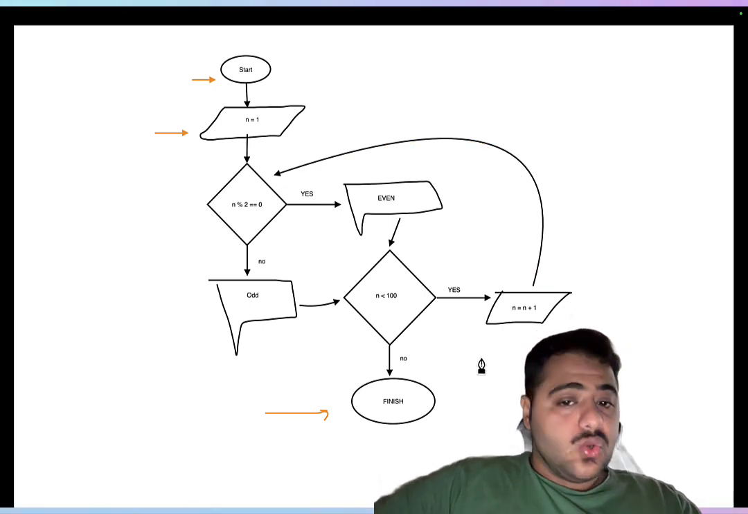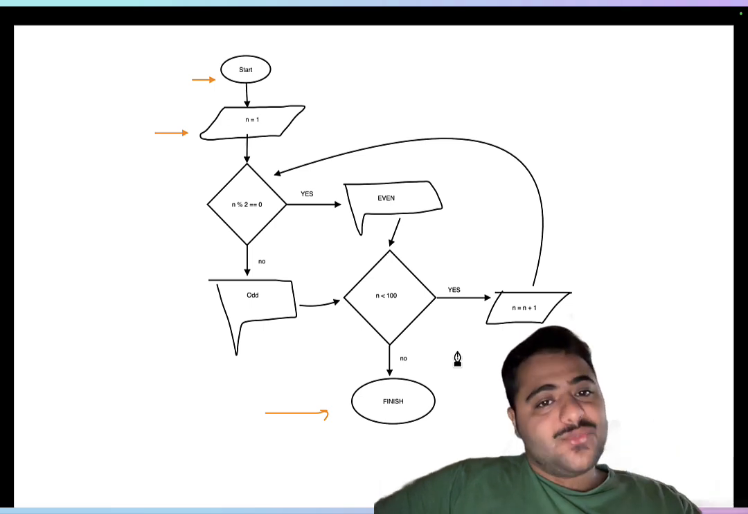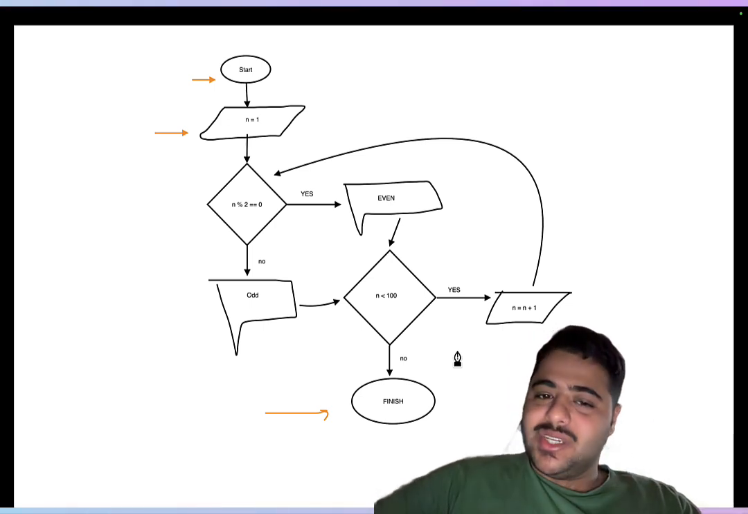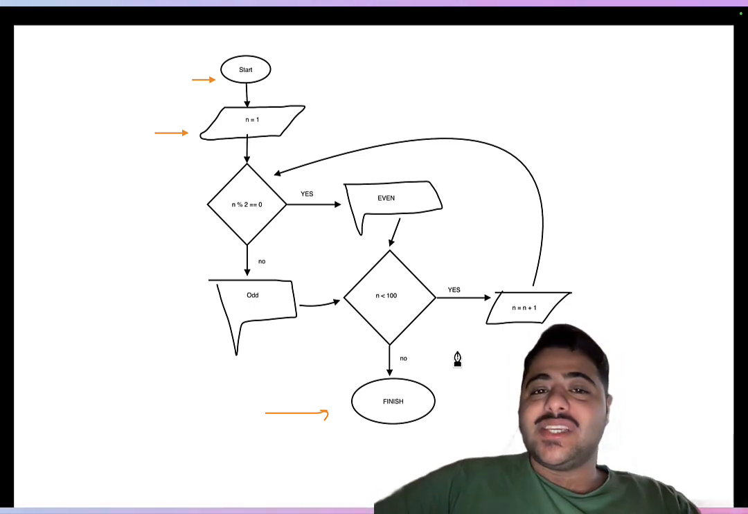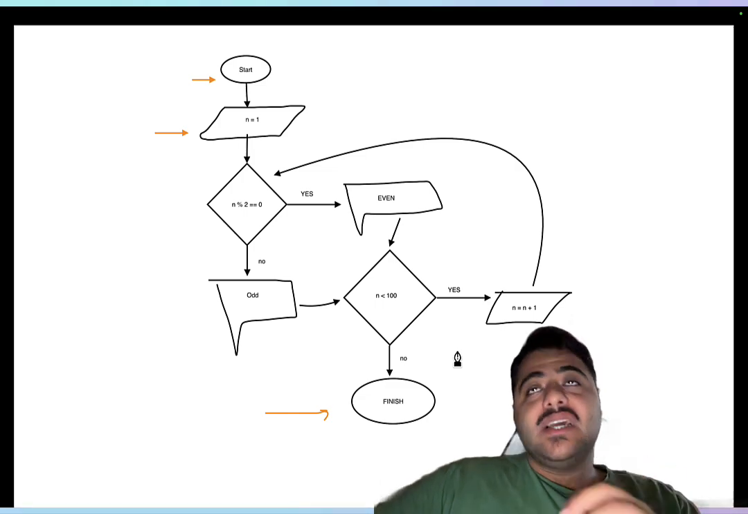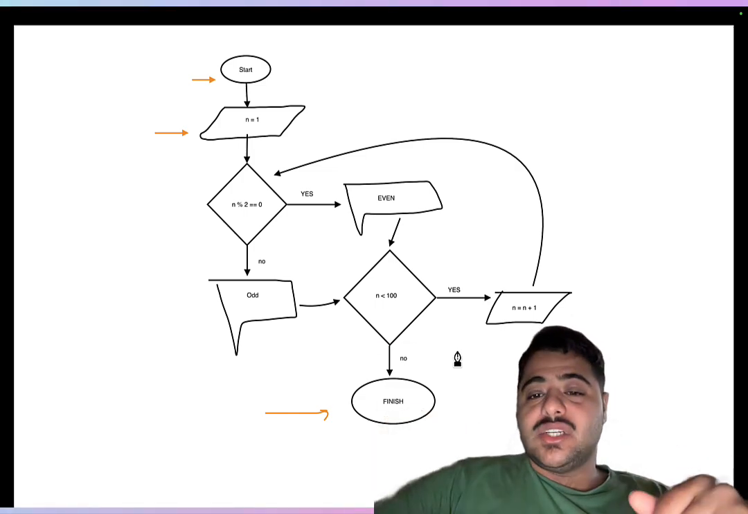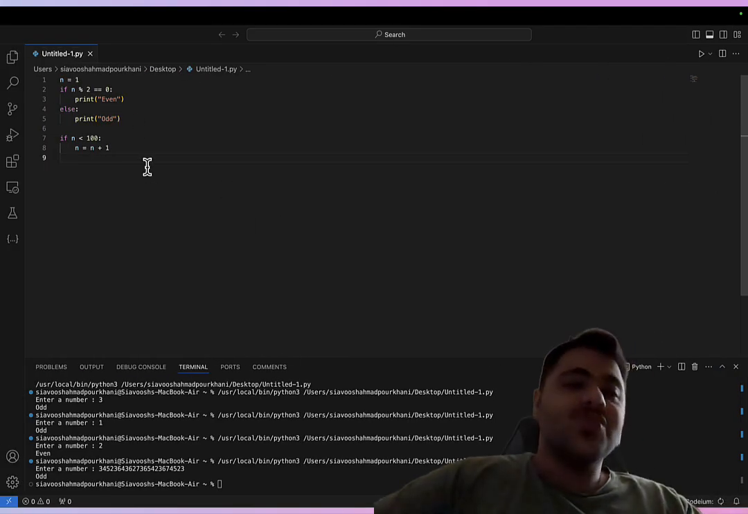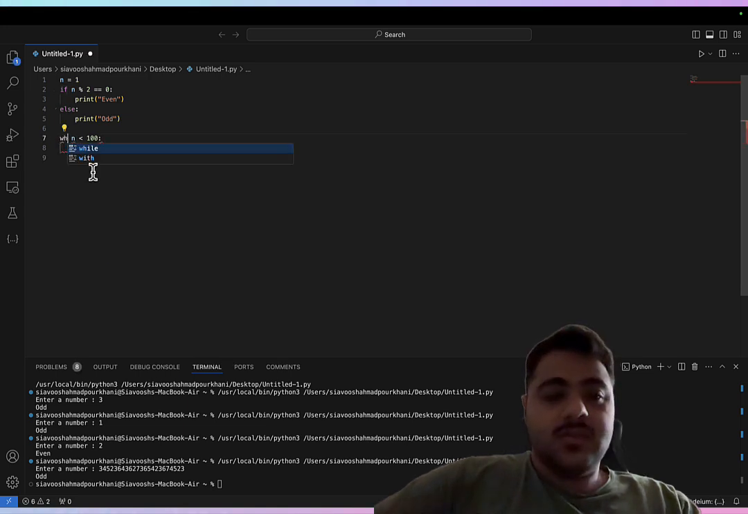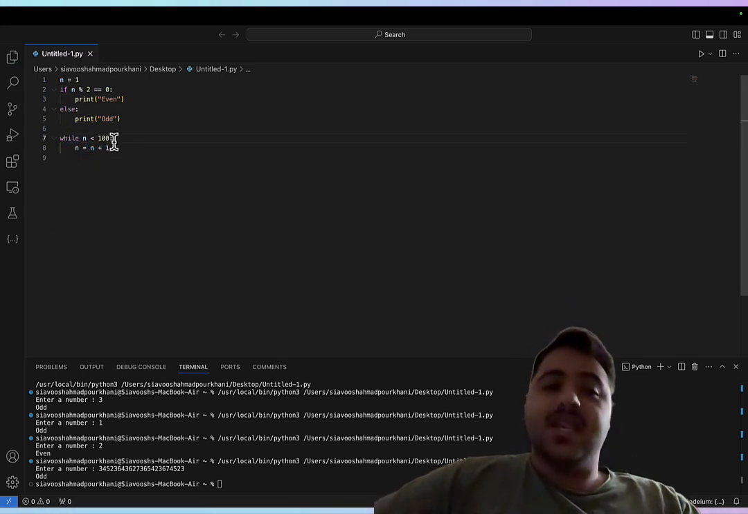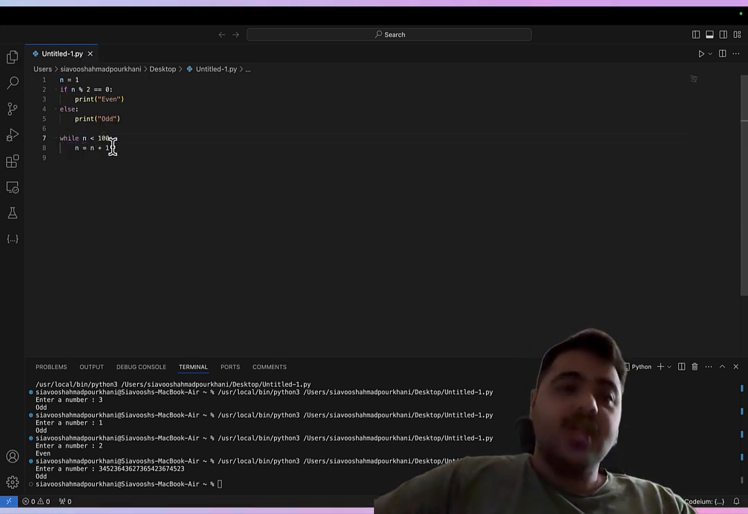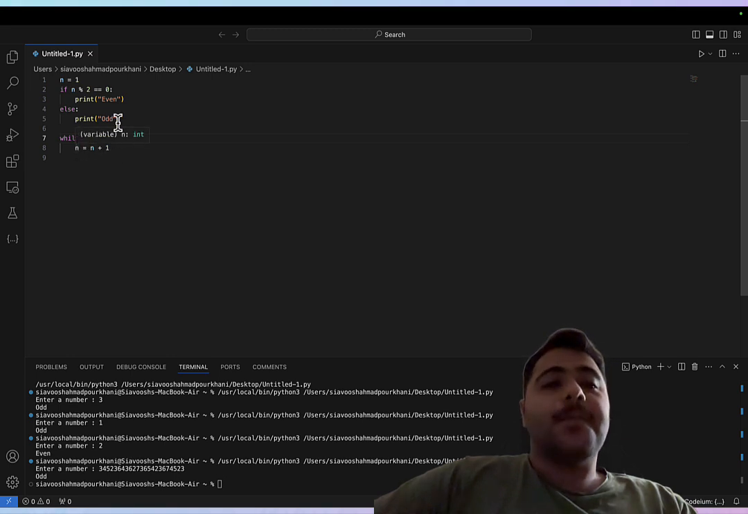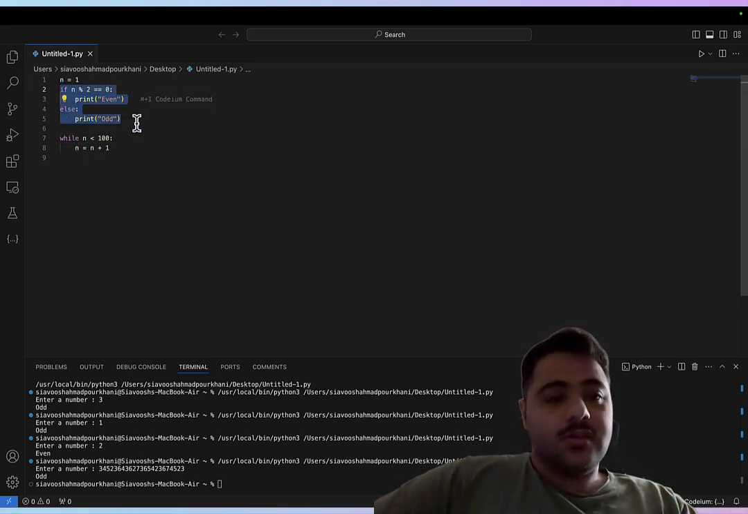I said that's a loop. Loops are made of 2 parts. One part is the instruction set, but the other part is the while keyword and the condition. So we can just use while n is less than 100, do all of this.